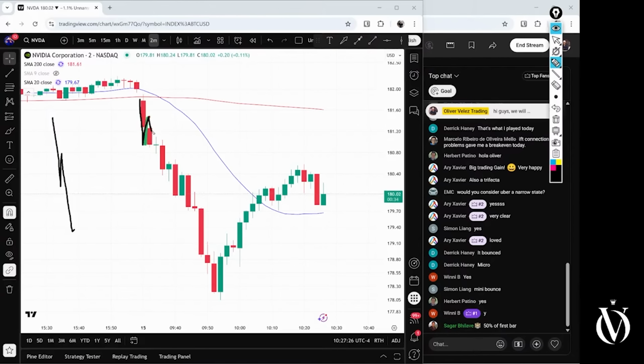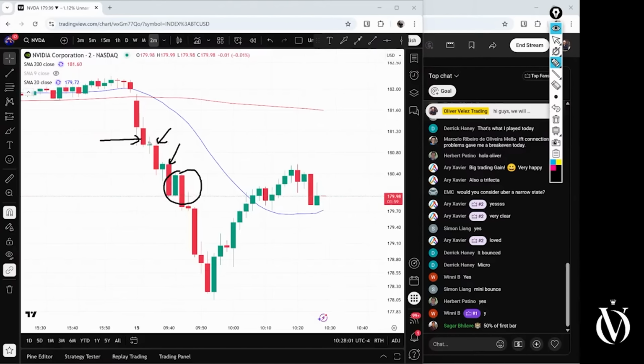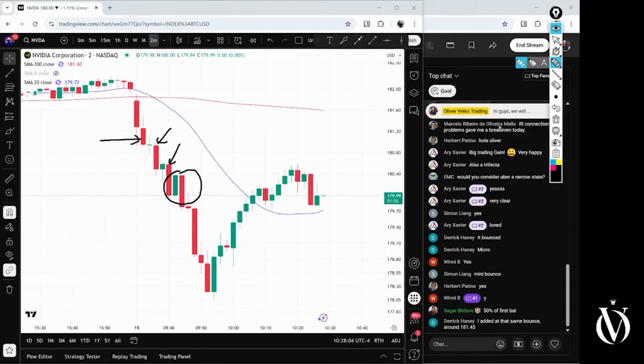1, 2, 3. So you have the mini, you have the micro. You don't count the really small ones, guys. You don't count the small ones. So you have the mini, which is the same bar. You got the mini, you got the mini, you got the micro, and here's the macro. Does that make sense? Do you see all 3 of them here so far?